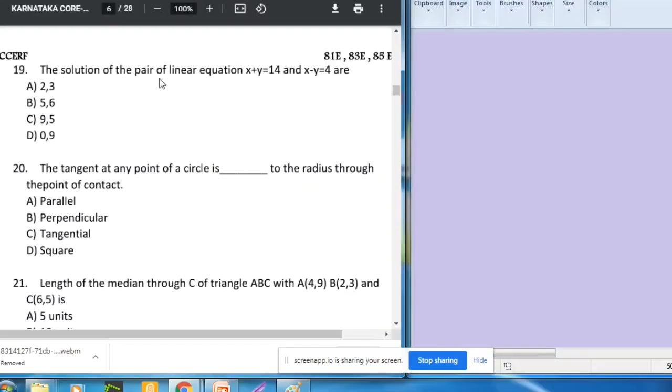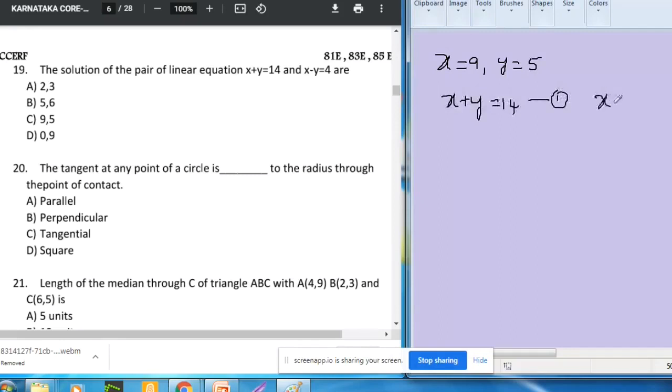19th question. The value of the pair of linear equations x plus y is equal to 14 and x minus y is equal to 4 are. The correct option for this question is C. X is 9 and y is 5 is the correct option. We'll check why this C option is correct. The first equation is x plus y is equal to 14 and second equation is x minus y is equal to 4. We are going to replace this x and y in first equation and second equation. If both are satisfying, then answer C is correct.